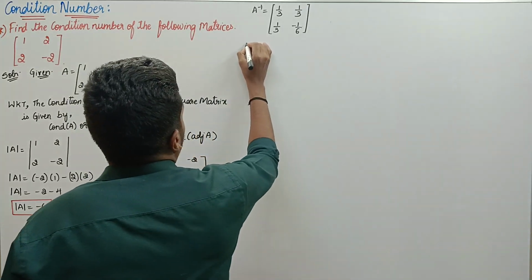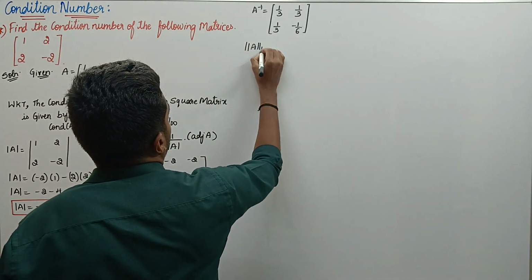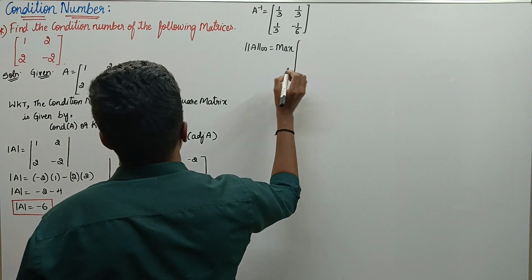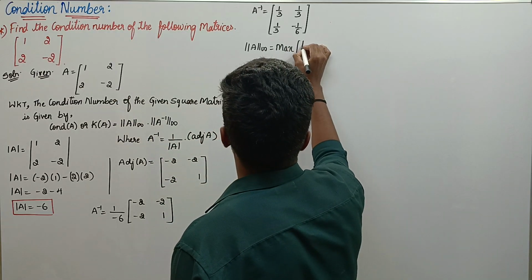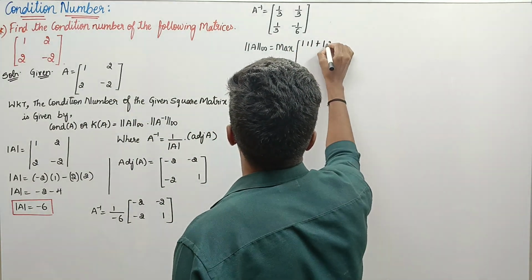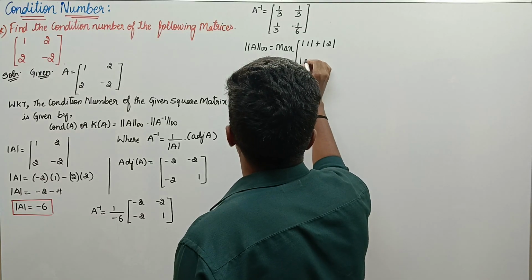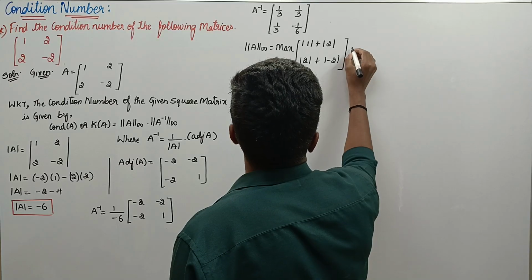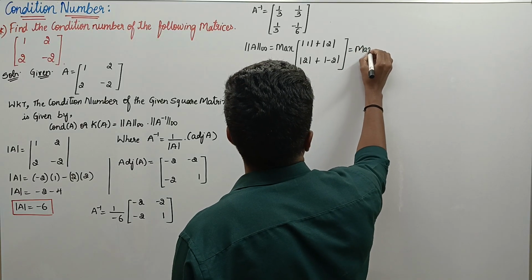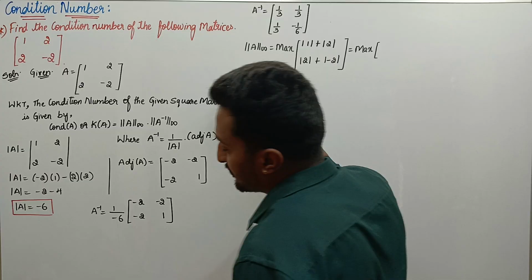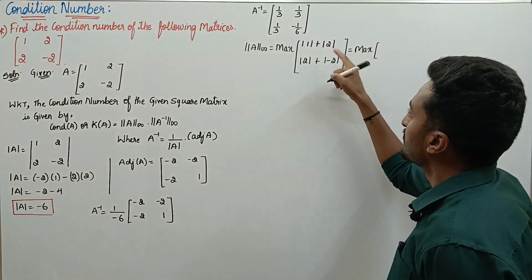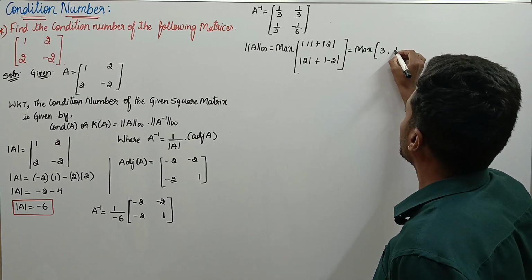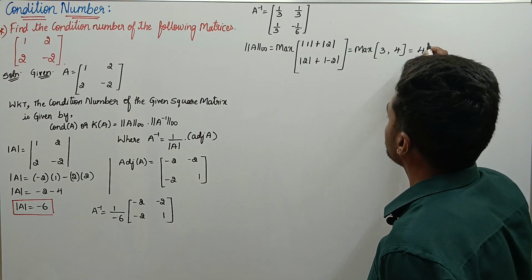To find norm A infinity, you need to add row wise, the maximum of the row wise, that is modulus 1 plus modulus 2. Next, second row, modulus 2 plus modulus minus 2, which is equal to maximum. Since it is norm A infinity, we are supposed to represent row wise. 1 plus 2, 3, comma 2 plus 2, 4. The maximum number is 4.